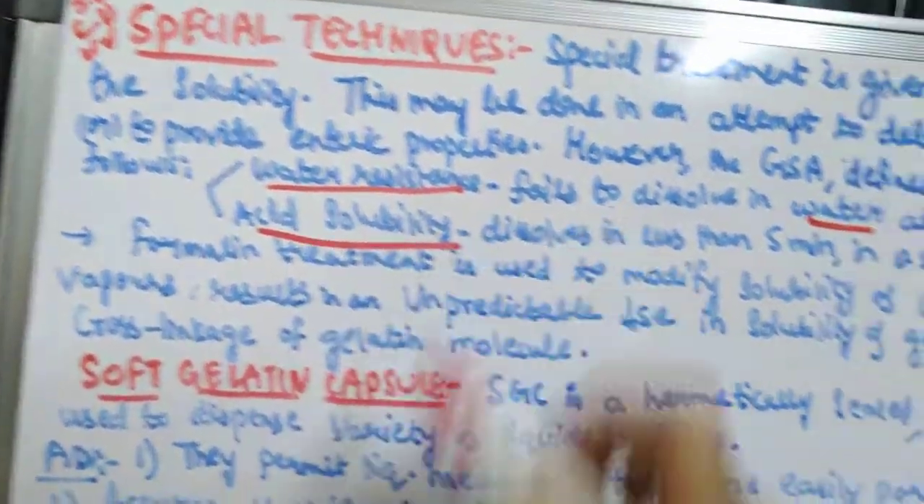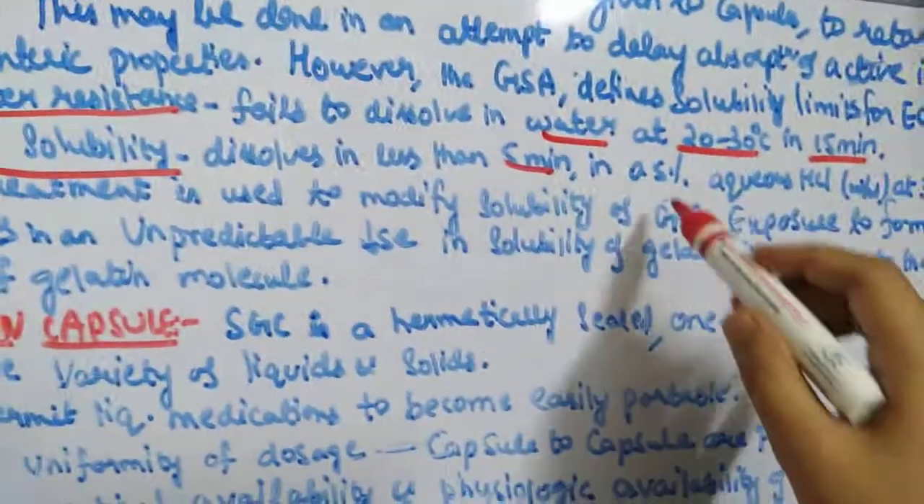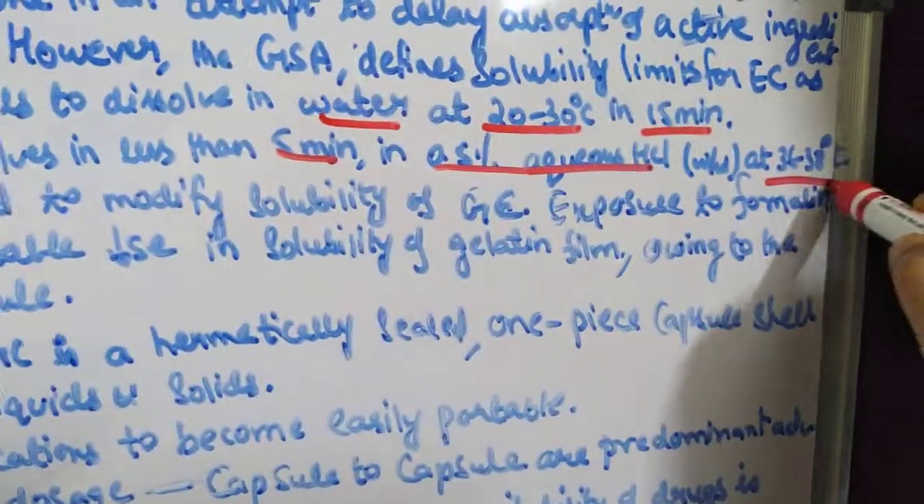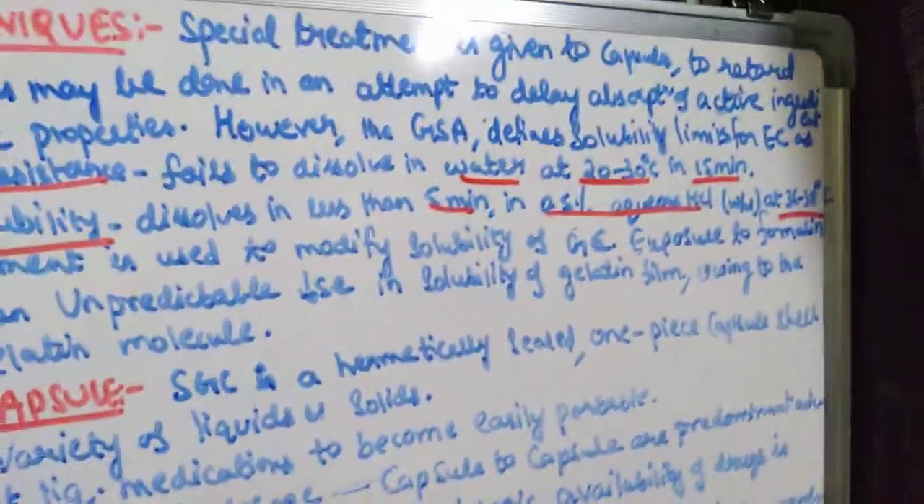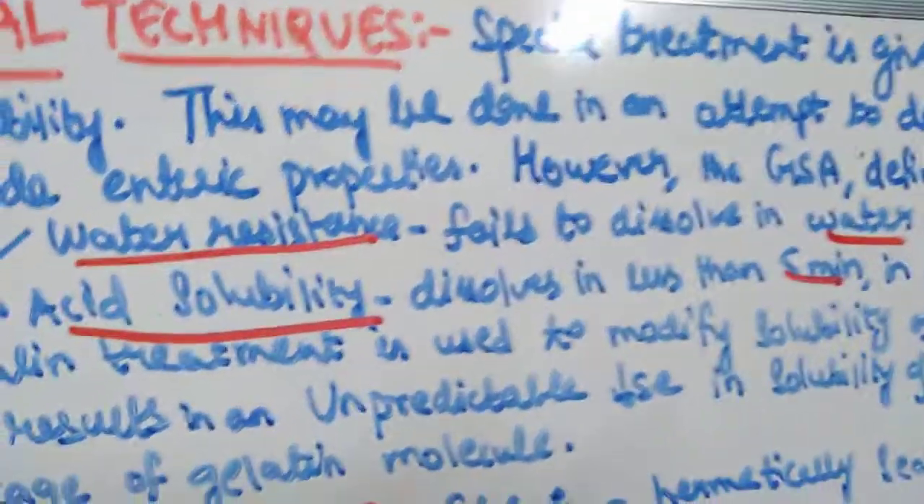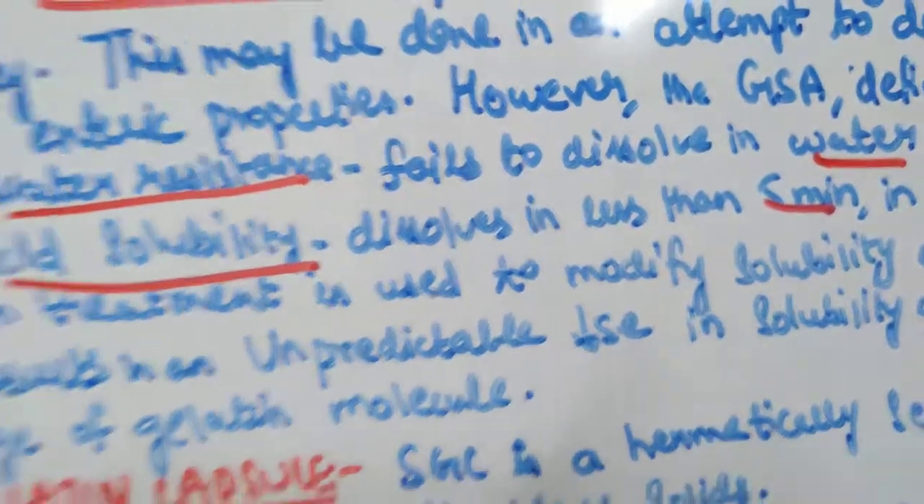Acid solubility means the capsule dissolves in less than 5 minutes when you keep it in 0.5% aqueous hydrochloric acid solution at 36 to 38 degrees centigrade. So water resistance and acid solubility are defined by the General Service Administration in this way.